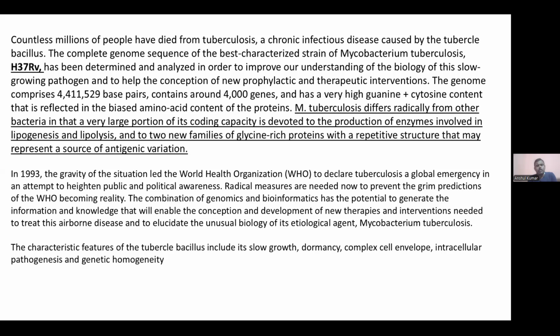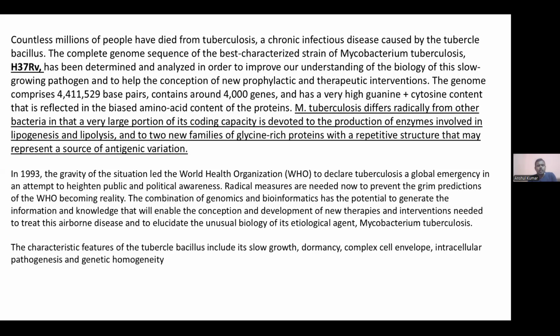contains around 4,000 genes, and has a very high guanine-cytosine content that is reflected in the biased amino acid content of the proteins. Mycobacterium tuberculosis differs radically from other bacteria in that a very large portion of its coding capacity is devoted to the production of enzymes involved in lipogenesis and lipolysis, and to two new families of glycine-rich proteins with a repetitive structure that may represent a source of antigenic variations.